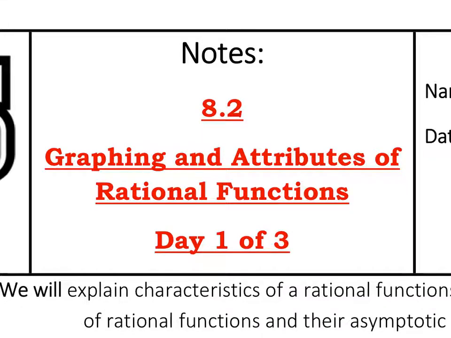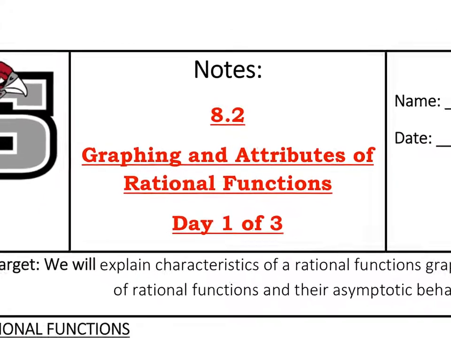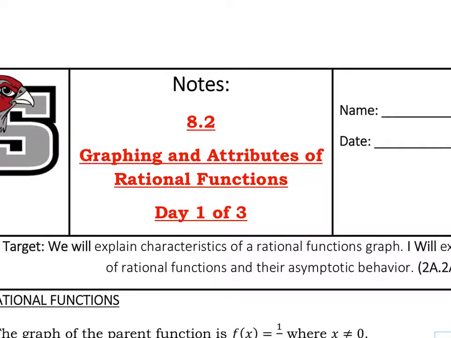Good morning. Today we will be discussing graphing and attributes of rational functions. This is Chapter 8, Section 2 in the Big Ideas Algebra 2 book. For the TEKS, this is TEKS 2A.2A. We will explain characteristics of a rational function's graph. We're going to find the domain, the range, and the asymptotes of rational functions.